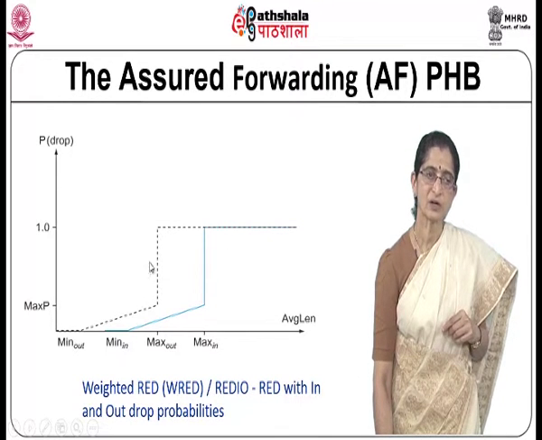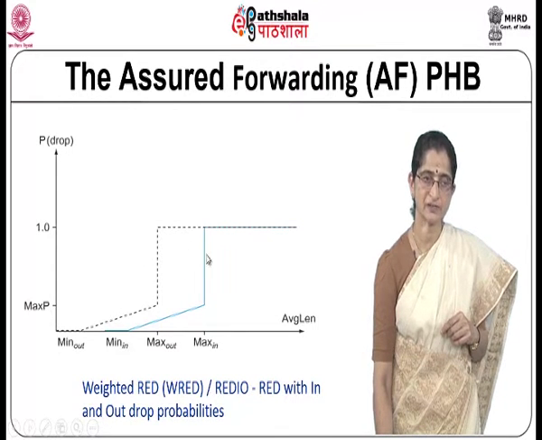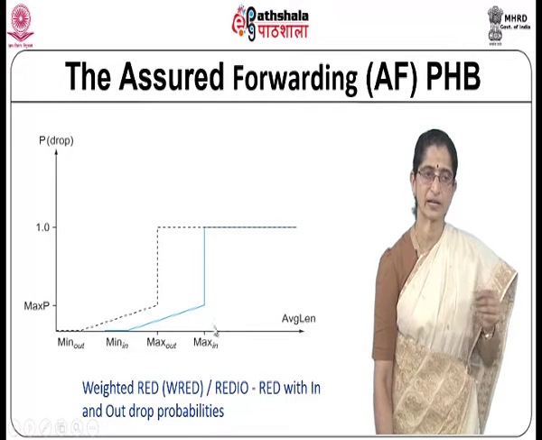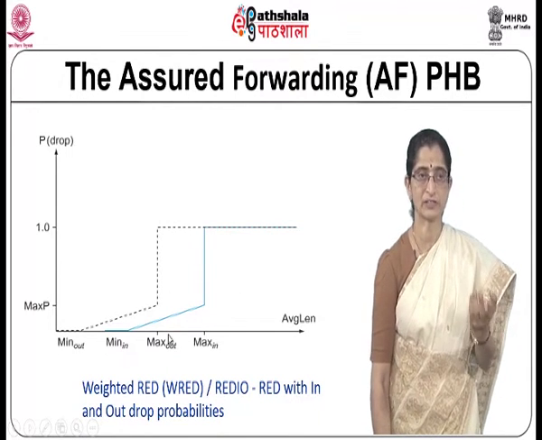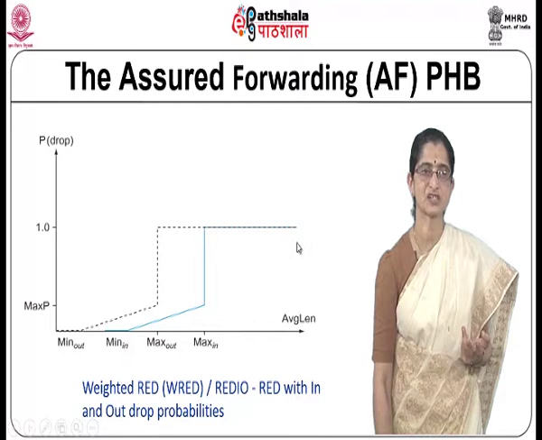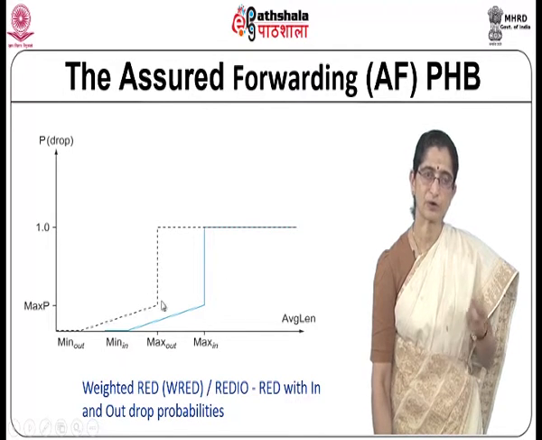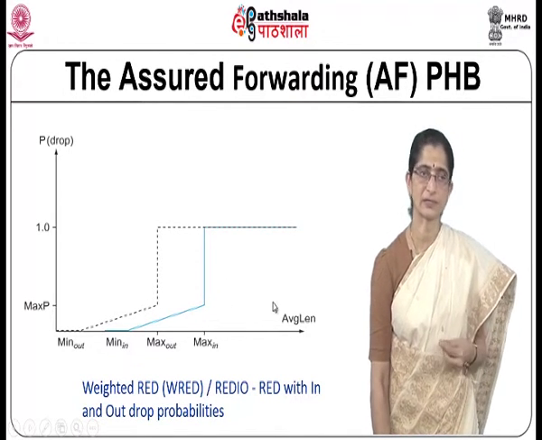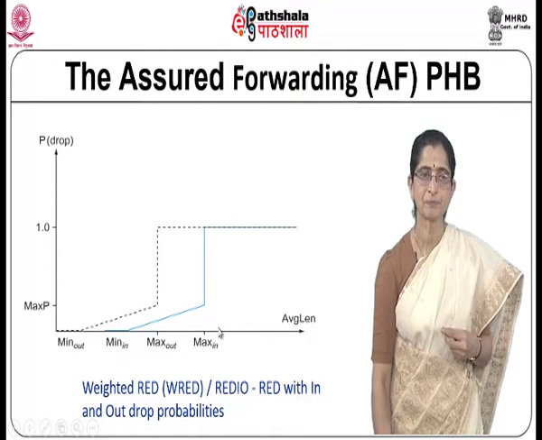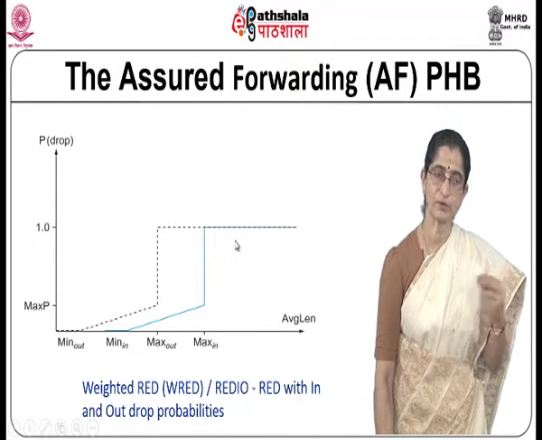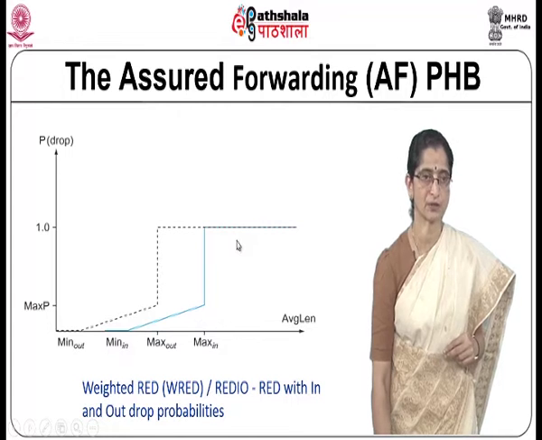So by having a different set of probabilities for the in traffic and a different set of probabilities for the out traffic, similarly, if you have 4 different classes or 3 different priorities we talked about, you will have 3 such curves which define the characteristic for the 3 different drop categories that we talked about. So using this, assured forwarding will provide the differential service that we are talking about.